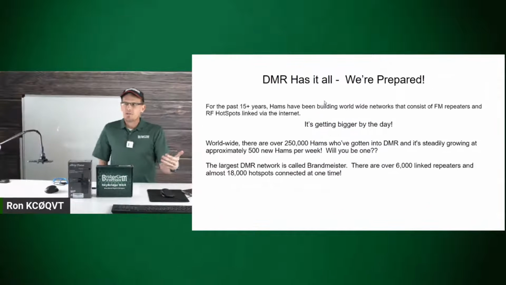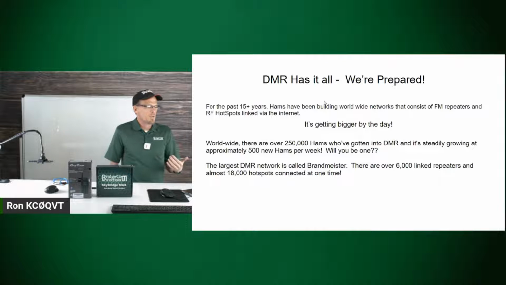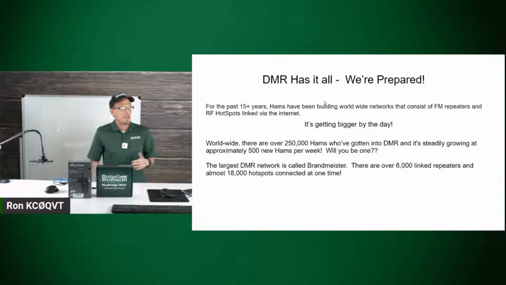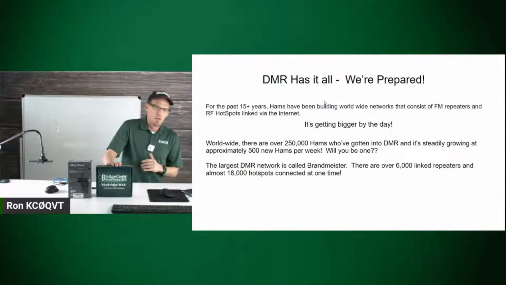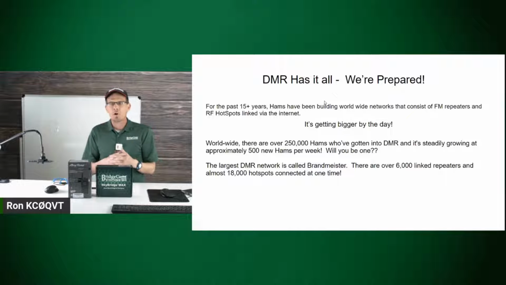So as far as DMR having it all, for the past 15 plus years, hams have been building worldwide networks that consist of FM repeaters and hotspots all over the world, so that they're all linked all over the world. So it's getting bigger by the day. Worldwide right now, there's about 250,000 hams that have gotten into DMR, and it is steadily growing at about 500 a week. The largest DMR network that's been made is called Brandmeister, and there's over 6,000 linked repeaters at any one time, along with about 18,000 hotspots connected at one time. So there's a lot of people in this space, and it's growing by the week.